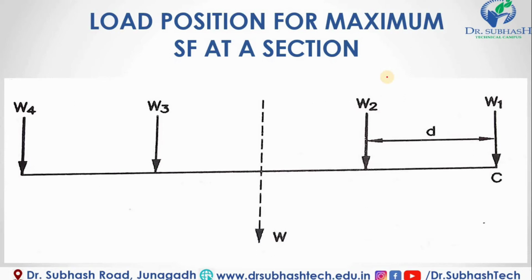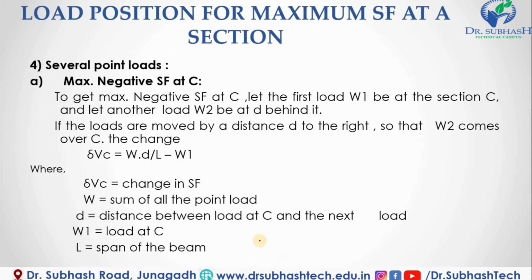Now the third case, load position for maximum shear force at a section. Now different point loads are given, several points like W1, W2, W3, W4. All the loading intensities are different. You can see that between W1 and W2 the distance D is given, and the total resultant load is given as capital W. It is the sum of W1 plus W2 plus W3 plus W4. So in the case of several point loads, now we calculate the maximum negative shear force at C.